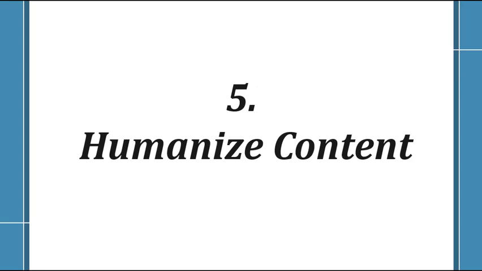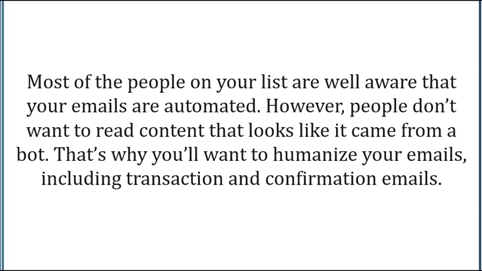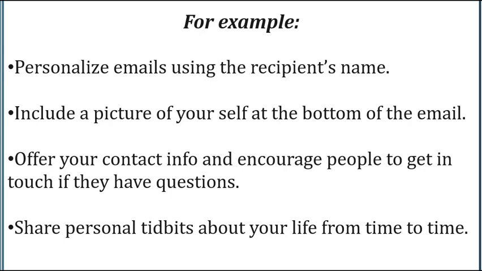Number 5, humanize content. Most of the people on your list are well aware that your emails are automated. However, people don't want to read content that looks like it came from a bot. That's why you'll want to humanize your emails, including transactions and confirmation emails.